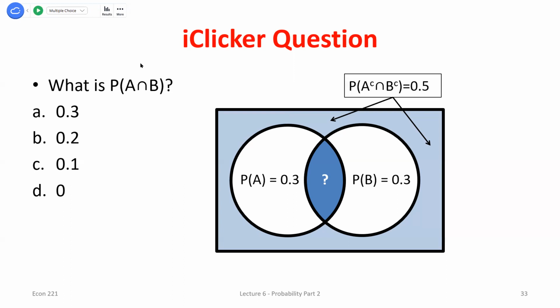We got everybody. So what do I have to do here? First, get rid of this, give myself a little more space. All we're doing is using this exact same formula. We just have different values now. So what's our probability of A? 0.3. Probability of B, 0.3. We don't know the intersection now, but we do know the intersection of the complements is 0.5.